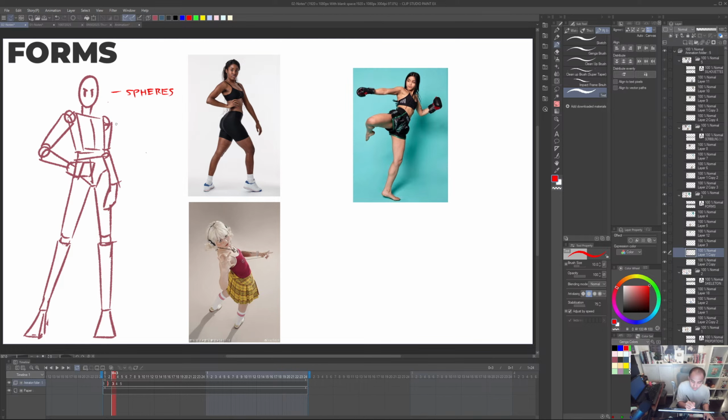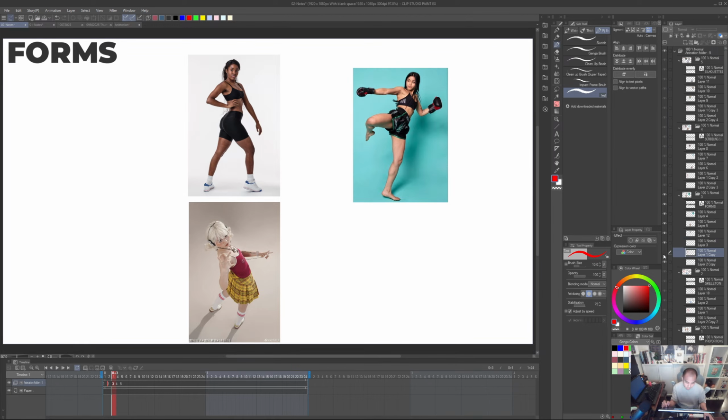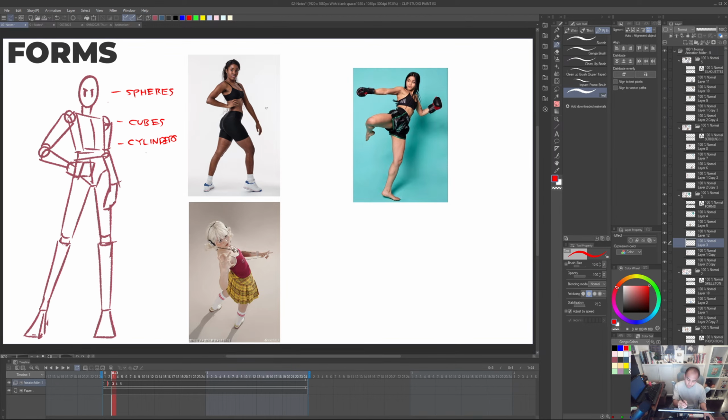spheres, cubes, and cylinders, right? That's basically the most basic stuff we can do. So now let's try to draw a simple body over here.